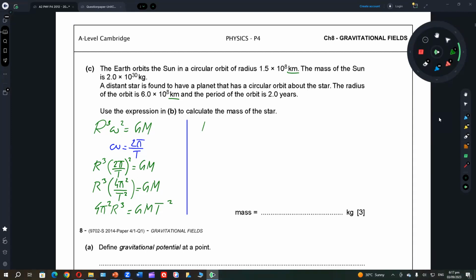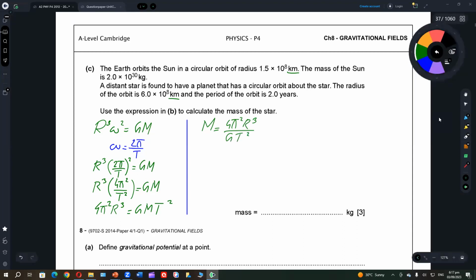If you do not want to use the ratio method, simply make m the subject: m equals 4 pi square r cube upon G t square. You can use that also, but I have to show both because both work here.